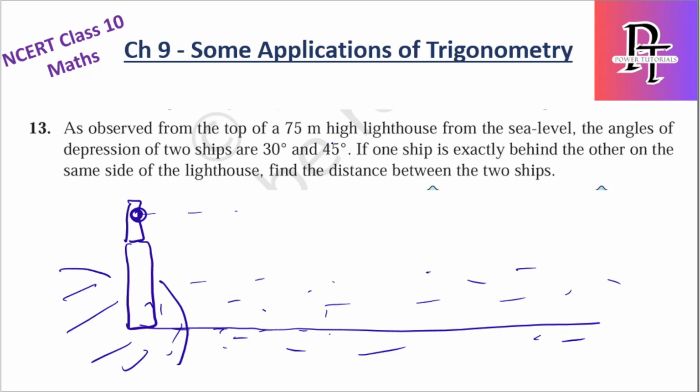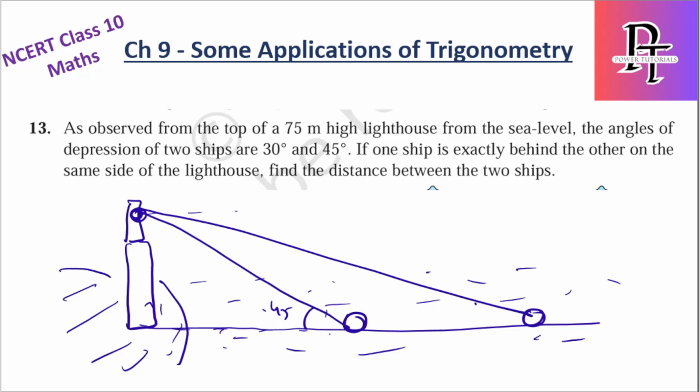And what they are saying is the angles of depression of two ships. Let's suppose this is ship 1 here, and we have another ship here, because they are on the same side of the lighthouse. The larger the distance, the smaller the angle. So this angle will be 45 for ship 1, whereas for ship 2 it should be 30 degrees because the distance is more.